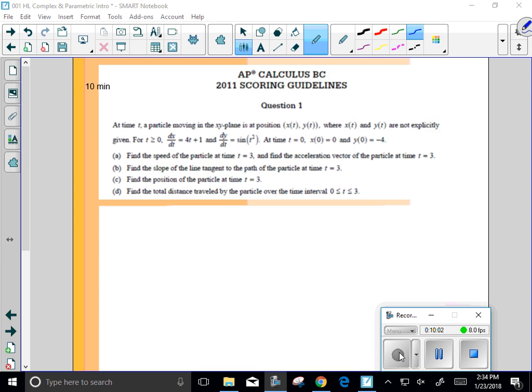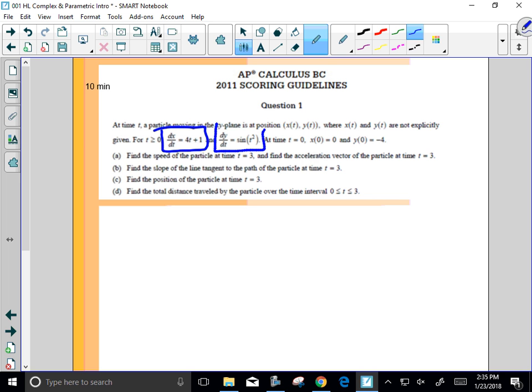Okay, so let's do an example of a BC problem, and this is good. At time t, a particle is moving x of t, y of t, and dx dt is equal to this, dy dt is equal to that. The initial conditions are x of 0 equals 0 and y of 0 equals -4. Those will come in handy. So I'm going to walk you through these four. The answers are already worked out, but I'm going to explain each one for you. You'll want to write these down.